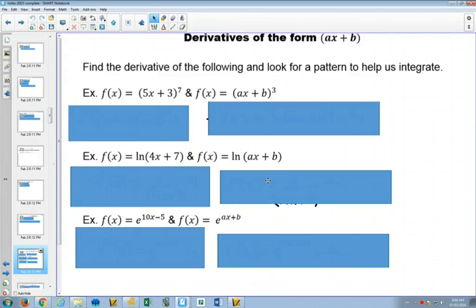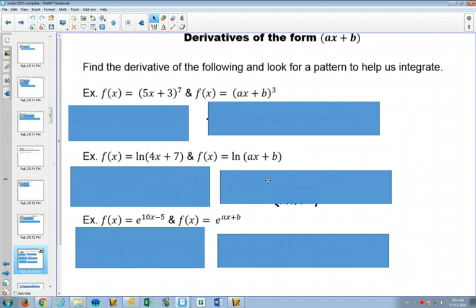So when we look at the derivatives of the form ax plus b, whenever you have that form inside of another function, a chain rule happens. If we recognize what happens with the chain rule, it's going to help us work backwards and think, if we have an ax plus b inside of another function and we're integrating, what are we going to have to do to compensate for that chain rule?